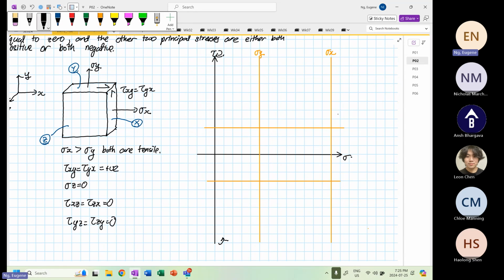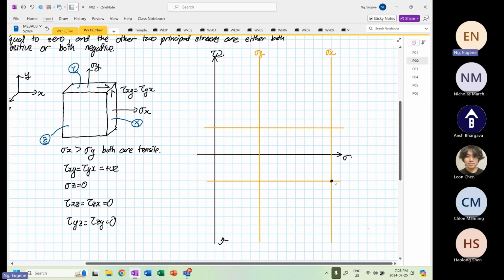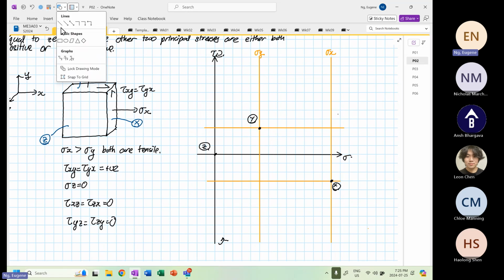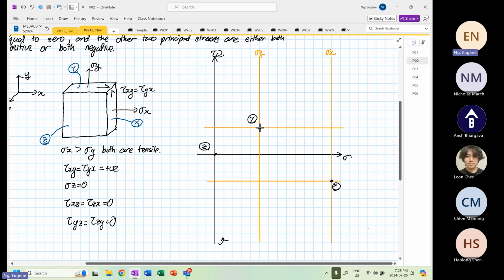So point X is the element rotating anti-clockwise. And this over here is our point Y, and over here, this is our point Z. Okay, so now when we sketch the line it looks like this. So we have our XY, right? Then we draw our first Mohr circle. So this is our Mohr circle.